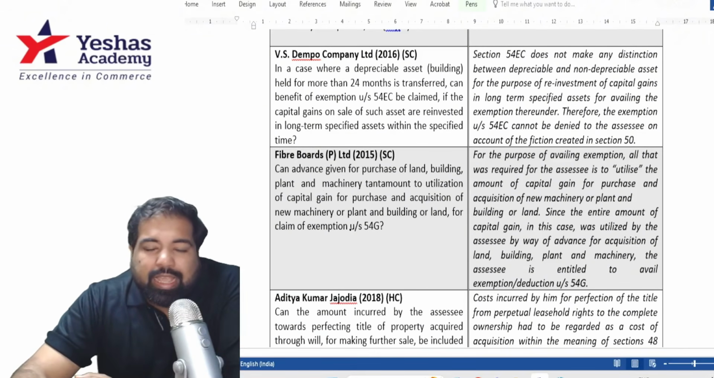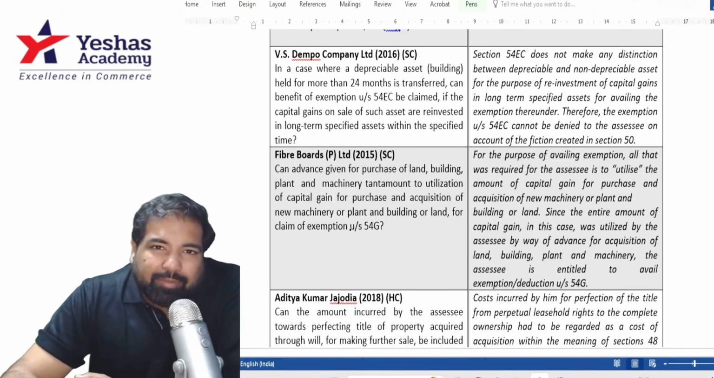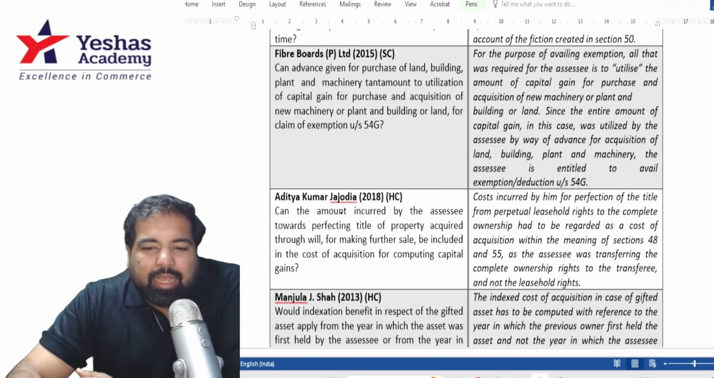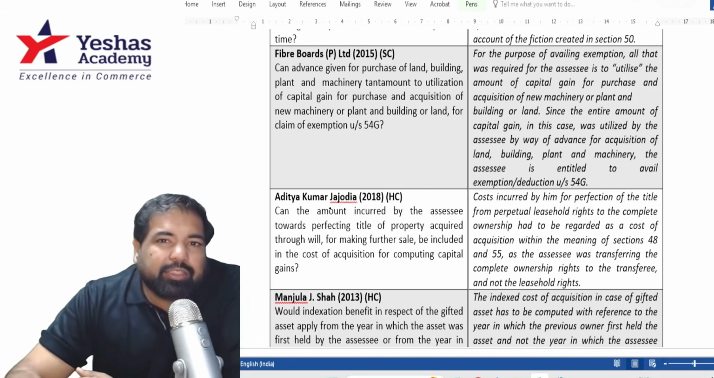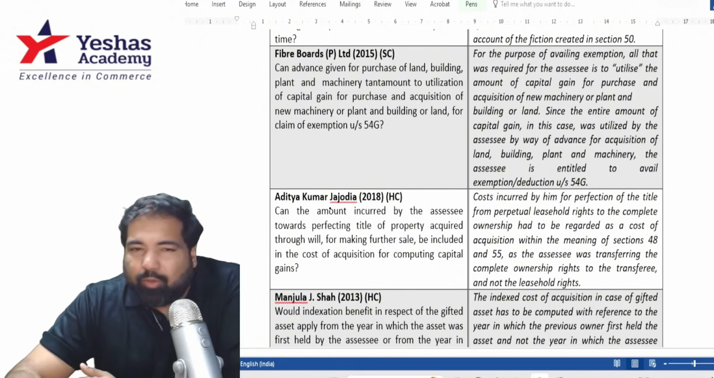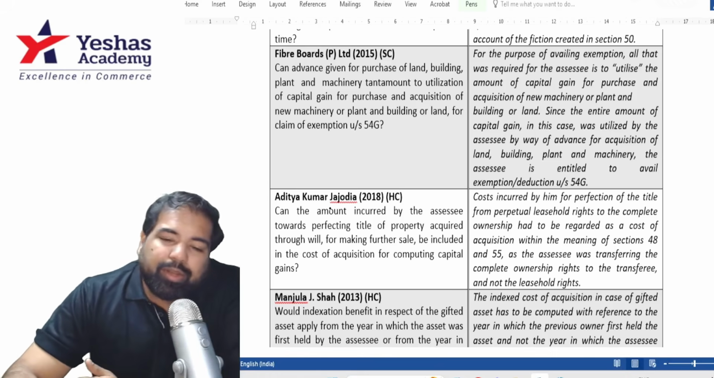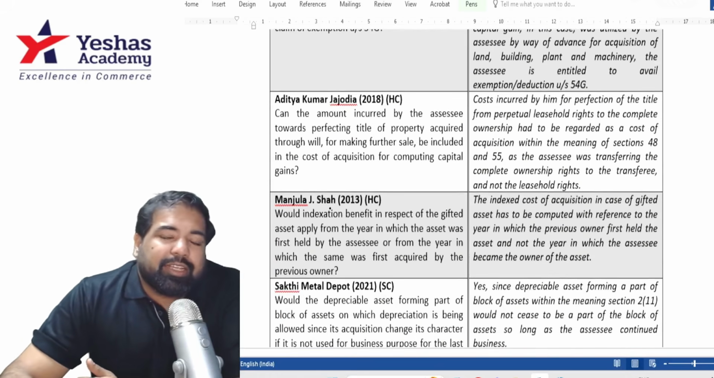Next, fiber boats. Guys, you've given some advance for purchase of land, building, etc. Can that purchase also be considered as an investment ahead? Yes. Aditya Kumar Jajodia. What he did is he bought some land, he had a house property or some property, and he paid some money to get the title clear in his name. Is that considered as cost of improvement? Yes, of course.